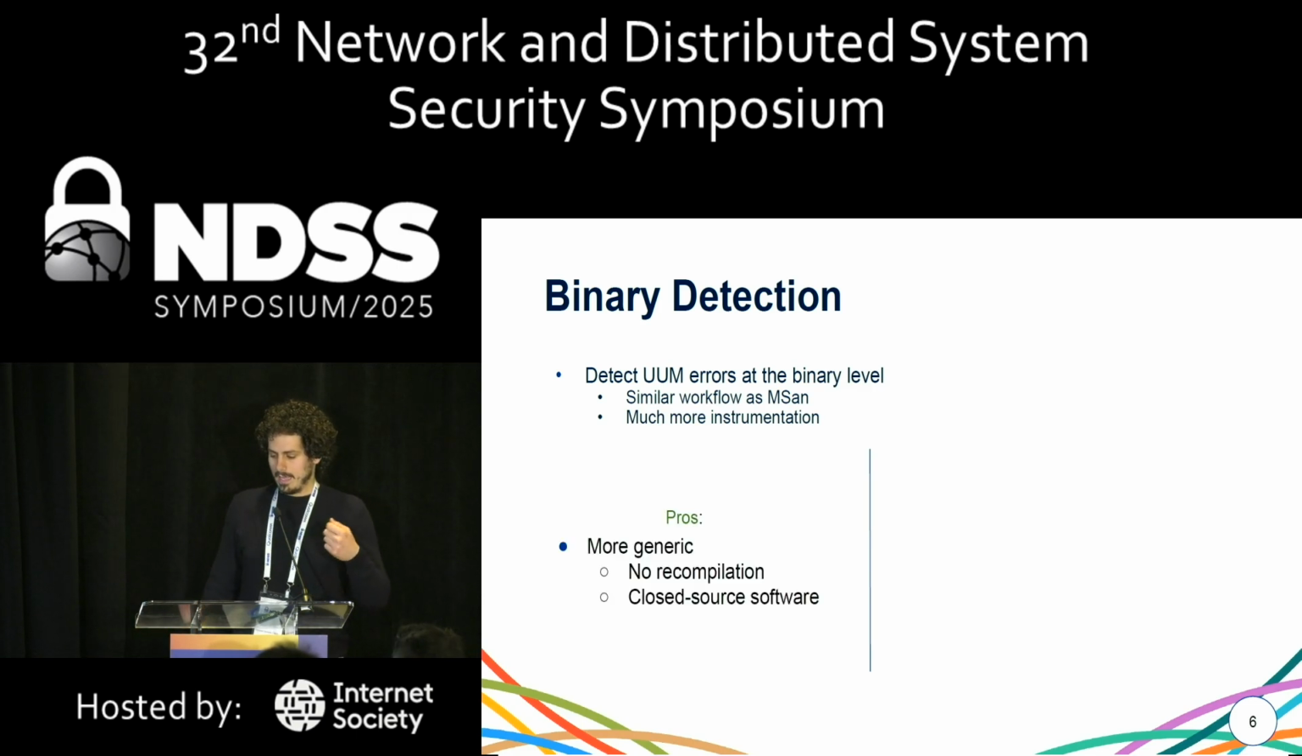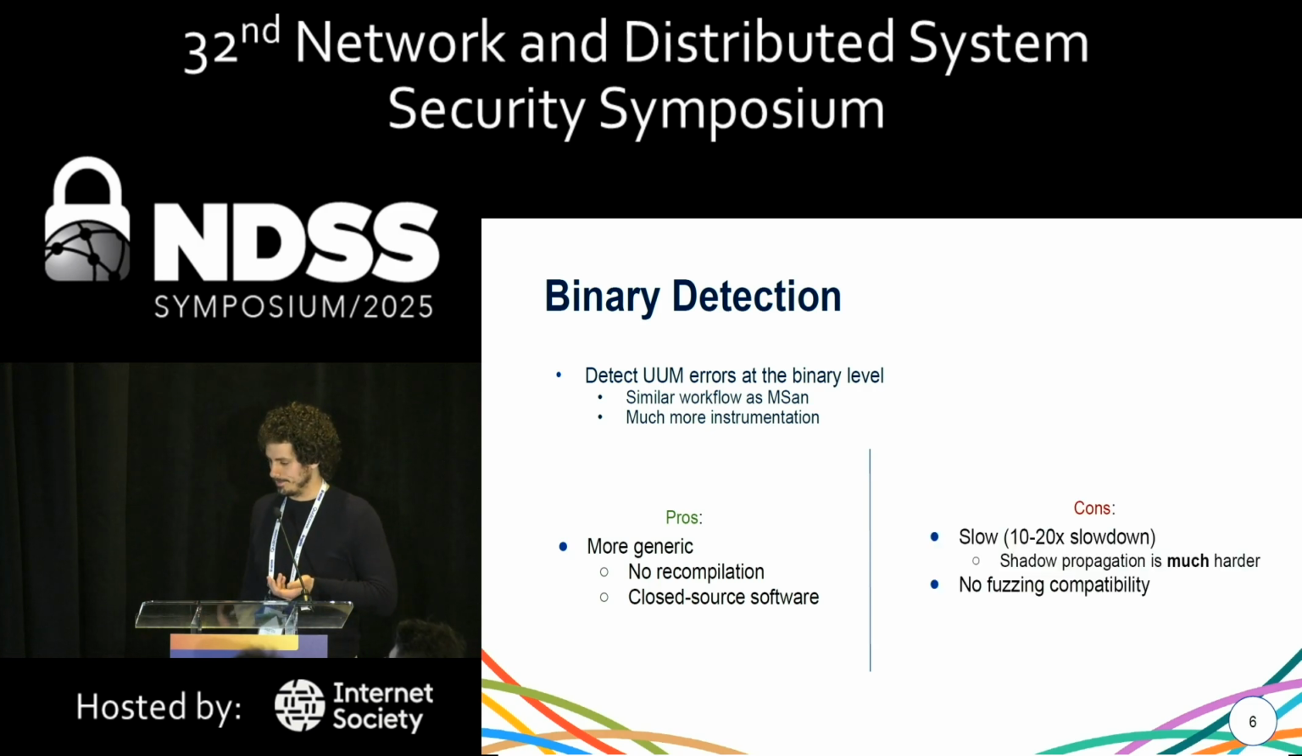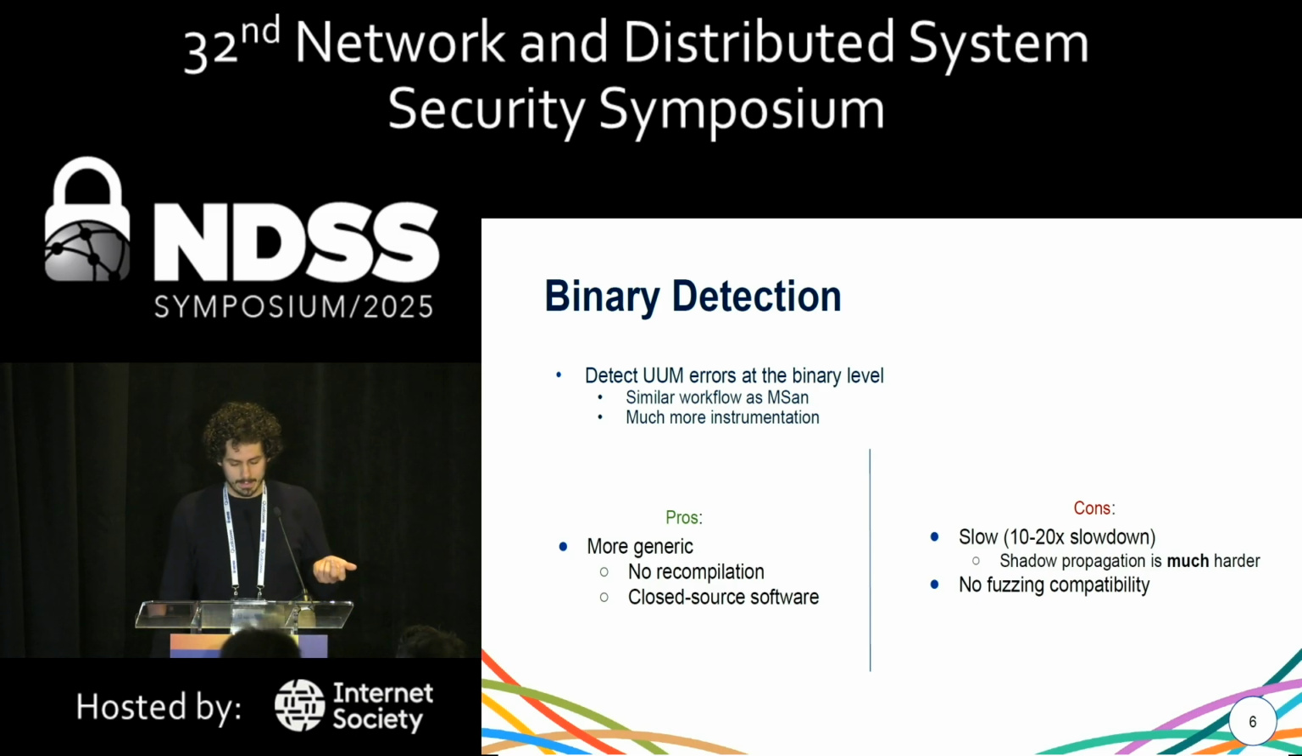These approaches are more generic in the sense that they can instrument a broader variety of software, including closed-source software, because instrumentation is not inserted through recompilation, but it's inserted at runtime. On the other hand, they are much slower. The slowdown is in the range of 10 to 20x, and they have no fuzzing compatibility.